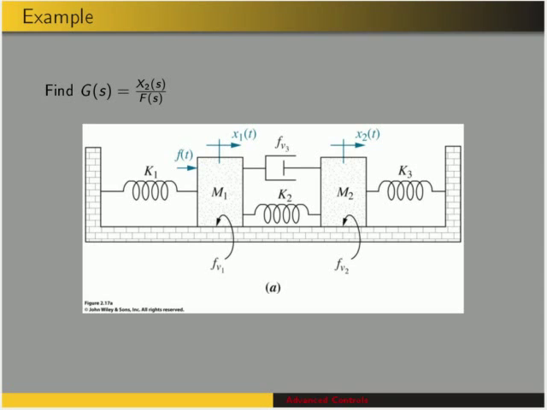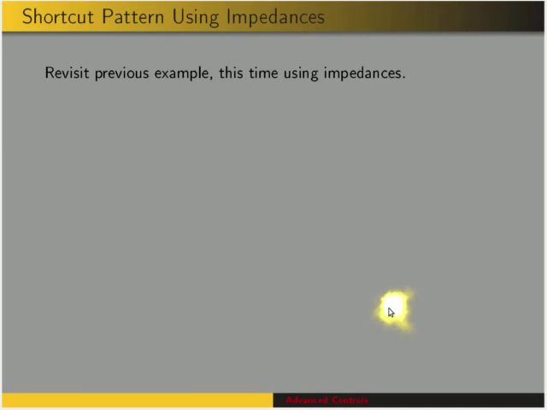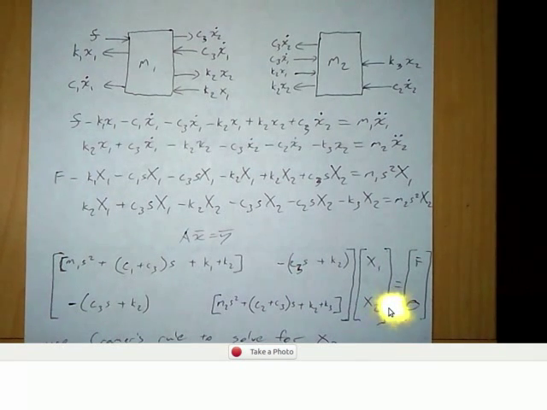So now, moving on. Again, we can use the concept of impedance. Here it's mechanical impedance, and this is defined as the transfer function relating the displacement to the force. So for a spring, the impedance is K. For a damper, the impedance is CS. And for a mass, the impedance is MS squared. So let's look again at this example that we just did using impedances. Well, we'll look at both examples.